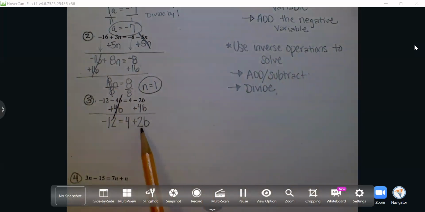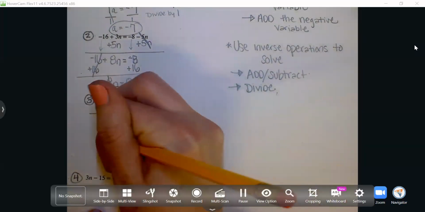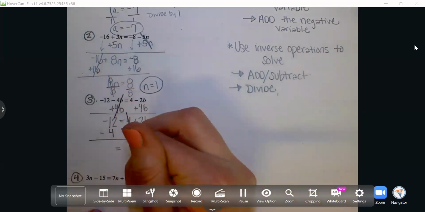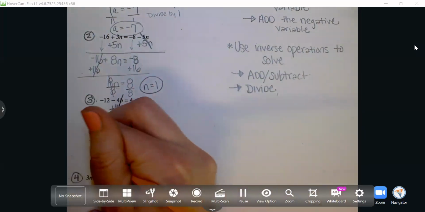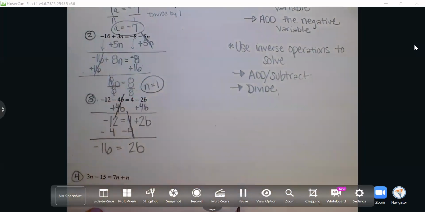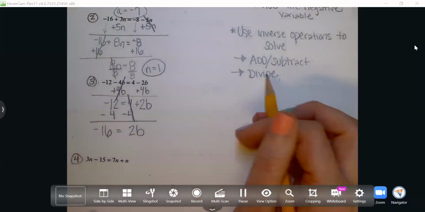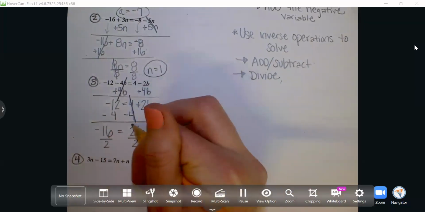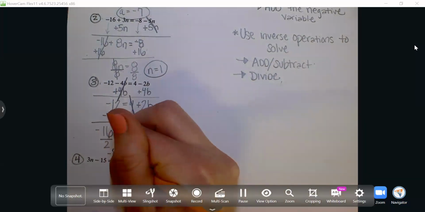So 4 plus 2b. I'm going to start with this 4, the piece that's furthest away from that b. It's a positive 4, so I'm going to subtract 4. And I'm left with 2b equals negative 16. Negative 12 minus 4 is negative 16. And then my last step is to divide. Divide by 2. Negative 16 divided by 2 is negative 8.